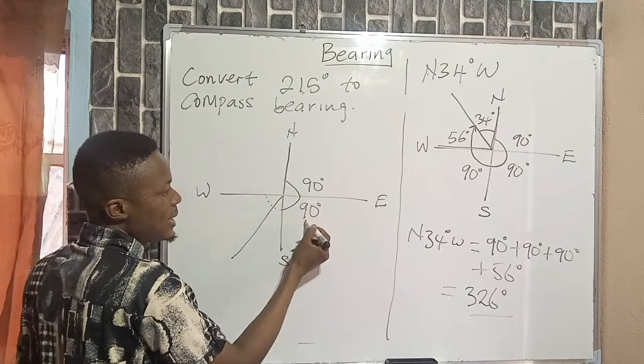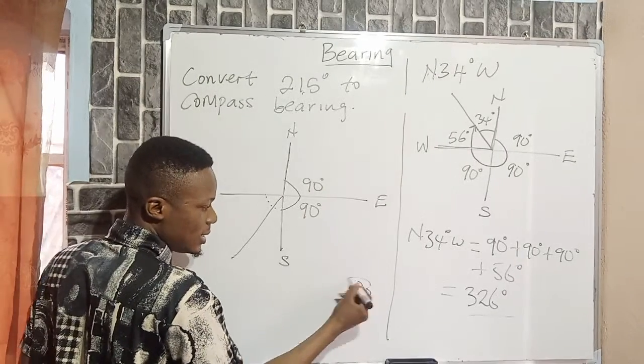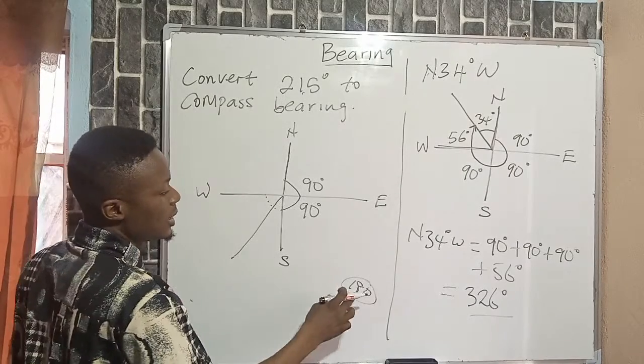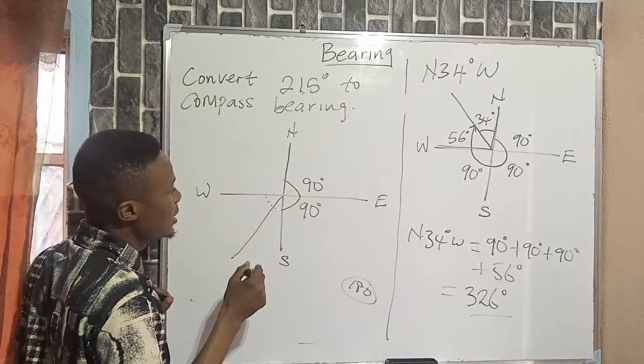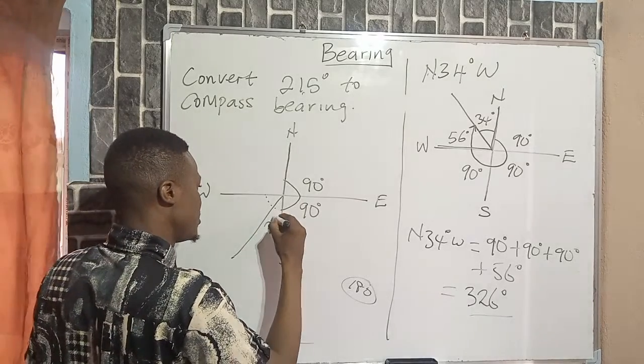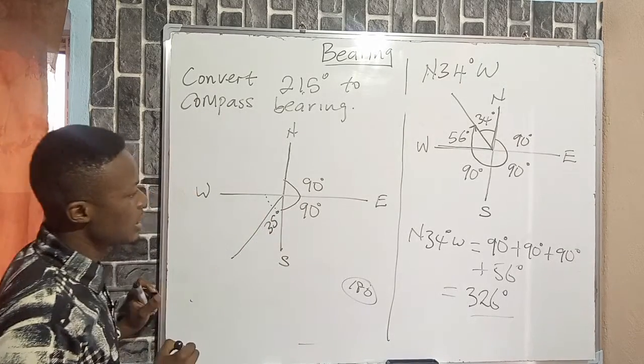Now, this is 90, 90, 180. I've added 180. So if you want to know the remainder, take away 180 from this 215. It will be giving you around 35 degrees. So here is 35 degrees. That is what it will give you.